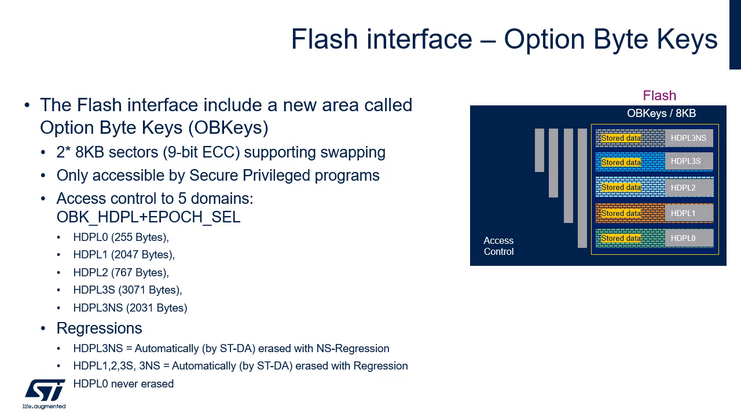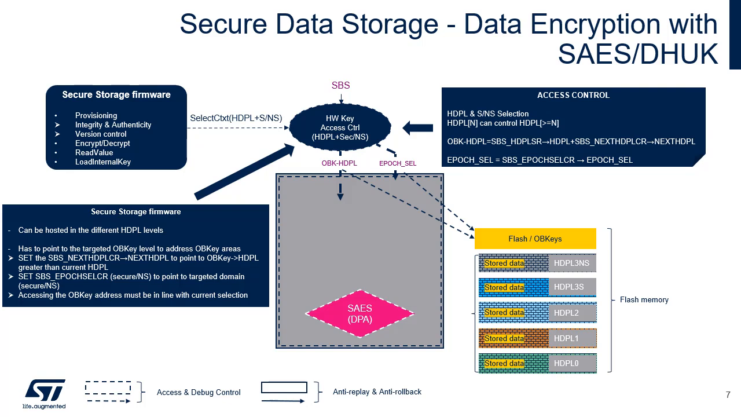The figure explains the temporal isolation feature. A code running in HDPL0 can access all HDPLs. A code running in HDPL1 can access HDPL1 to 3. A code running in HDPL2 can access HDPL2 and 3. And a code running in HDPL3 secure can access HDPL3 secure and non-secure. A secure storage firmware can be developed to be used in the different HDPLs: HDPL0, 1, 2, and 3.